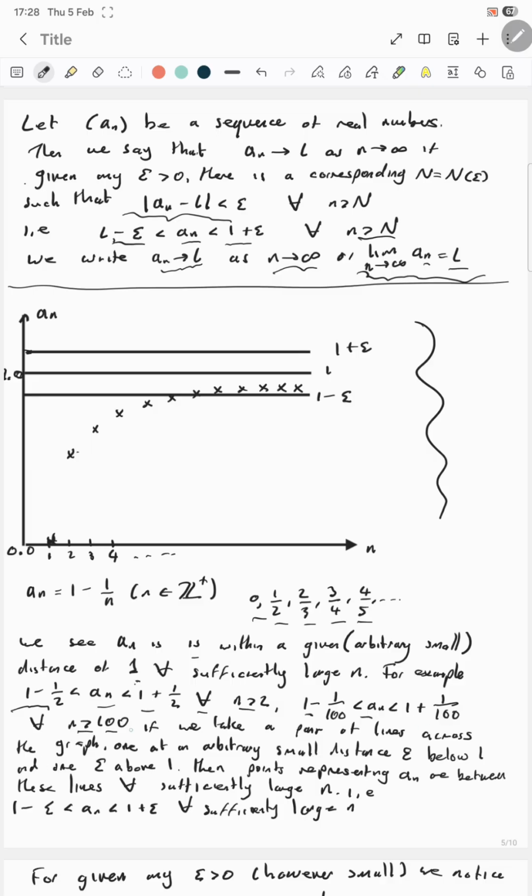Now for all n greater than 100, if we take a pair of lines across the graph, one at an arbitrary small distance, epsilon, below L, and the other one, epsilon, above L, then the points representing a of n are between the lines for all sufficiently large n, i.e. 1 minus epsilon is less than a of n, which is less than 1 plus epsilon for all sufficiently large n, as shown here.